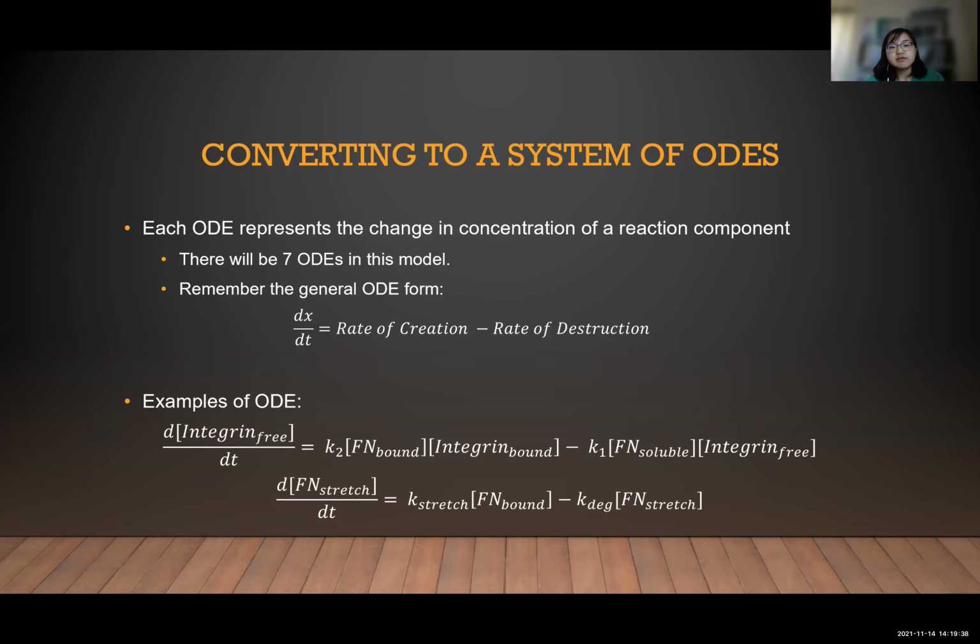The general ODE form is going to take the form of change in the concentration over time is equal to the rate that it's created minus the rate that it's destroyed. And here is an example of the ODE for free integrins, where there is a creation rate based on the unbinding between integrins and fibronectin, and a destruction rate based on the binding between integrin and fibronectin. And another example is stretched fibronectin as well. And you will do this for each of the 7 variables you want to look at.